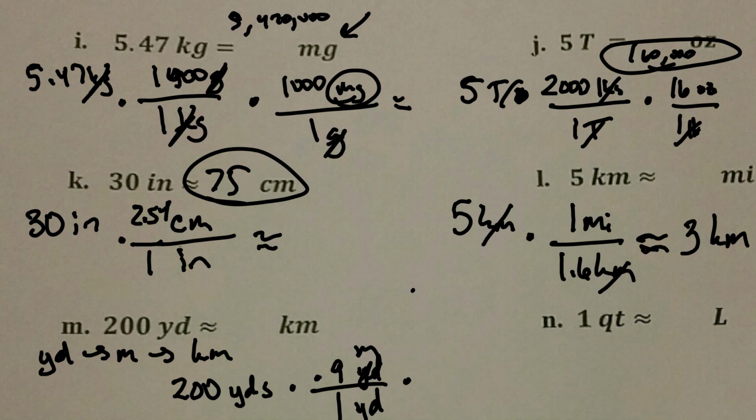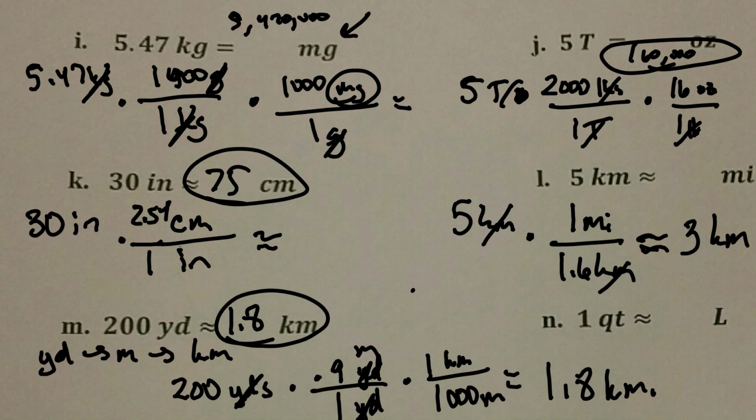I'm going to say the yards are going to cancel. And I'm going to say 1 kilometer is 1,000 meters. So I'm going to do 200 times 0.9. Then I'm going to divide it by 1,000. I end up with 1.8 kilometers. All right, so 1.8.